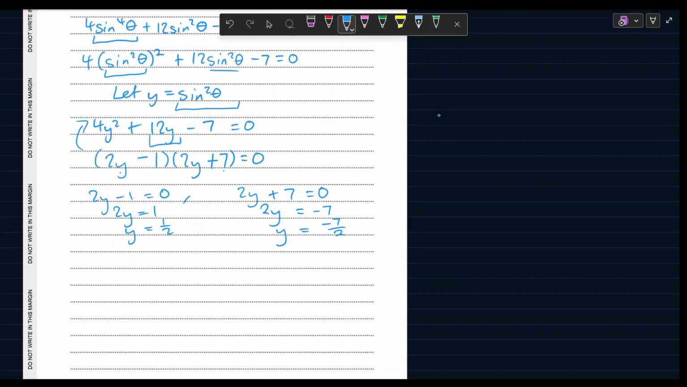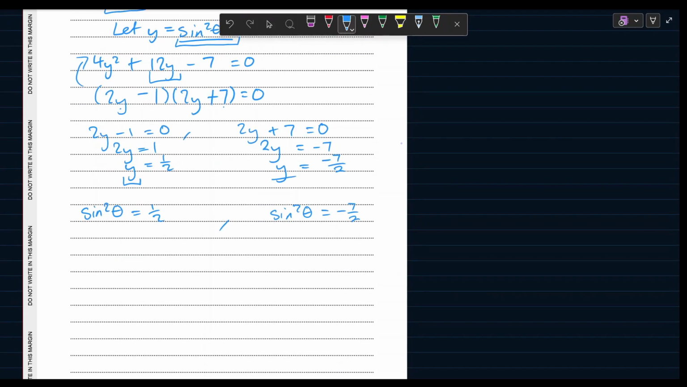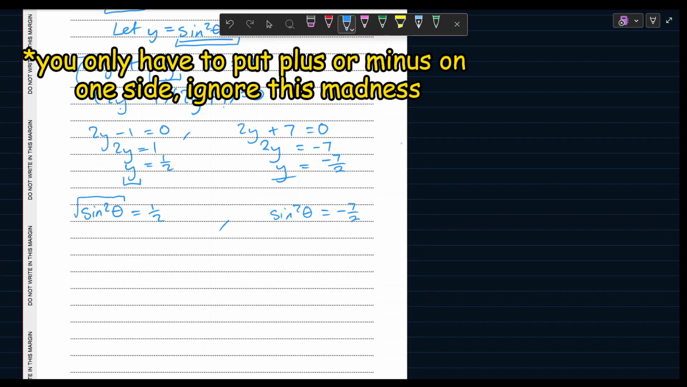So what this means is that we're going to reverse our substitution now. Wherever there's a y, we're going to replace it with sine squared theta. So we're going to have sine squared theta is equal to half, and we're also going to have sine squared theta is equal to negative 7 over 2. And now we can take the square roots on both sides, plus or minus. Don't forget your plus or minus anytime you take a square root. So sine theta is equal to plus or minus root half.